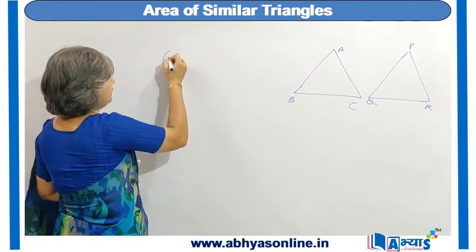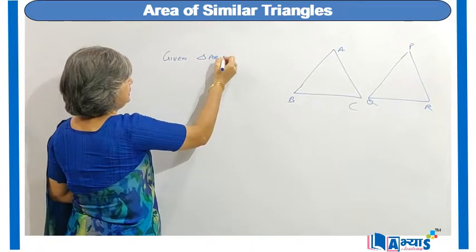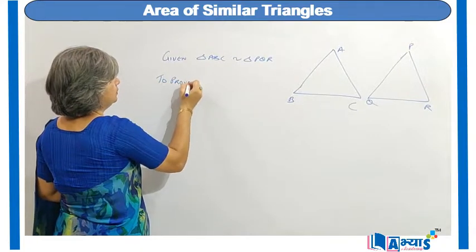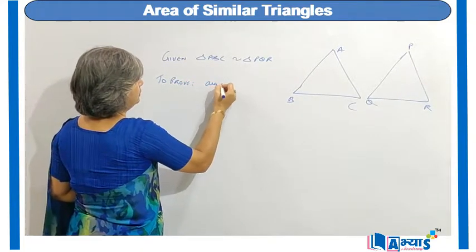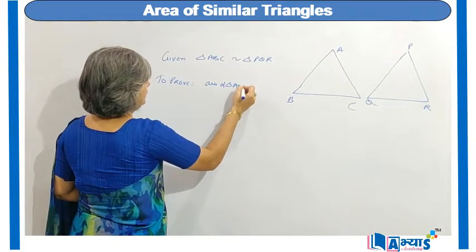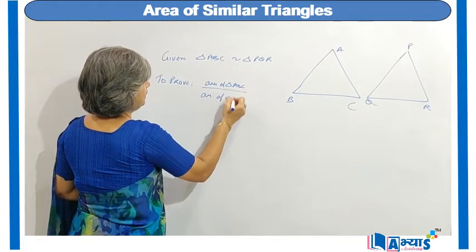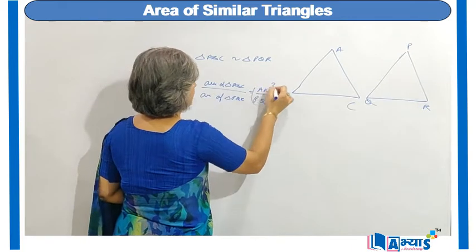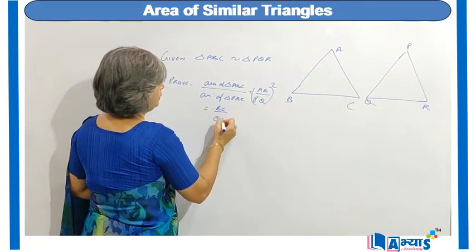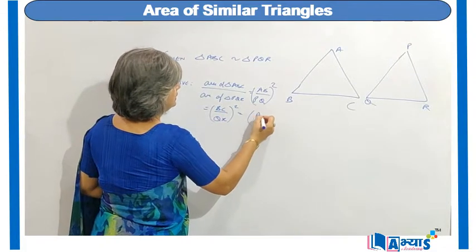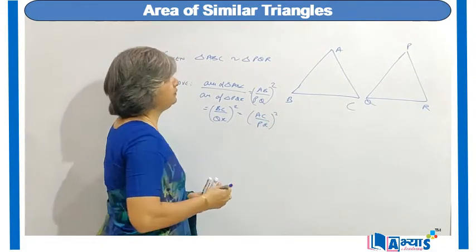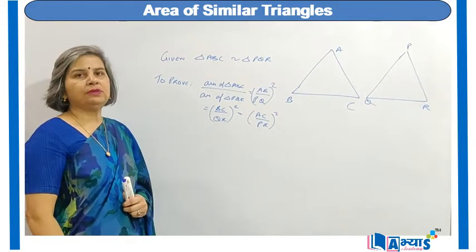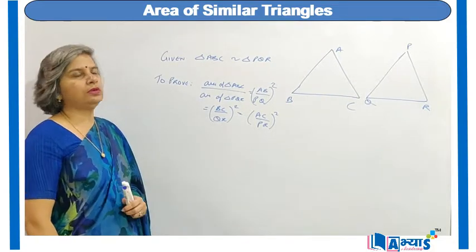It has been given to us that triangle ABC is similar to triangle PQR, and we have to prove that area of triangle ABC upon area of triangle PQR is equal to AB upon PQ square, is equal to BC upon QR square, is equal to AC upon PR square. That means if two triangles are similar, we have to prove that the ratio of the areas of the two triangles is equal to the square of the ratios of their corresponding sides.